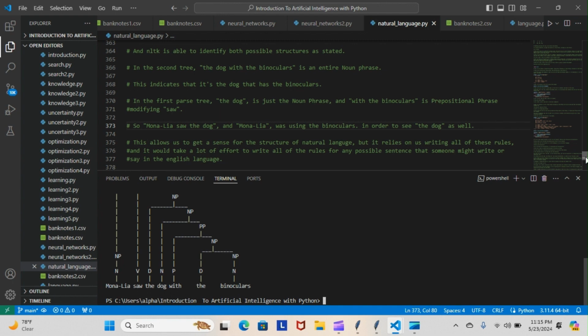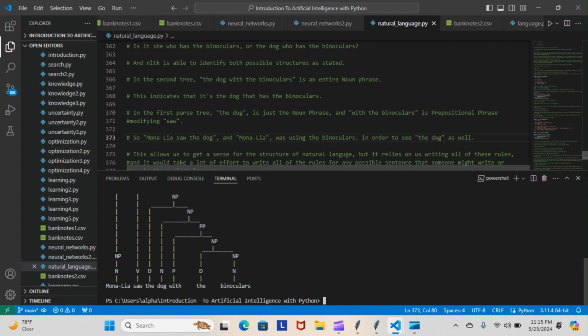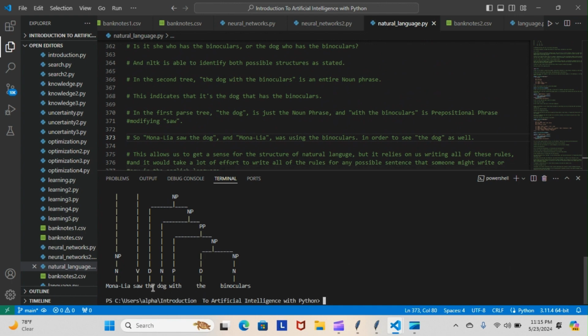So let's go down to the second one. You can see here the noun phrase starts with "the" and ends with "binoculars". So this entire phrase, the dog with the binoculars, is a noun phrase. This indicates that it's the dog that has the binoculars, because in the second tree, the dog with the binoculars is an entire noun phrase. Now in the first parse tree, the dog is just a noun phrase, and with the binoculars is a prepositional phrase modifying saw.